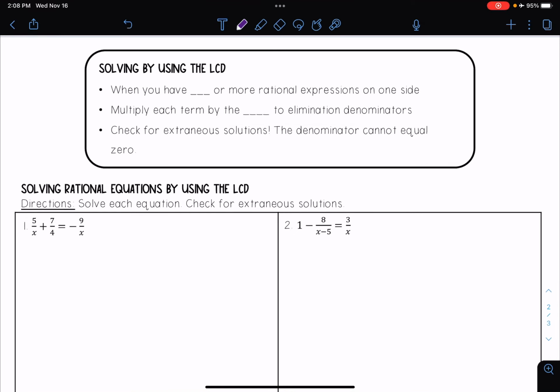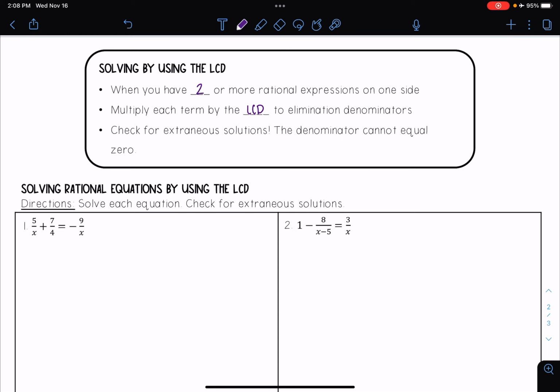So for this video, we're going to be still solving rational equations. This time we're going to be solving by using the least common denominator. We're going to use this method when we have two or more rational expressions on one side. What we're going to do to solve this is multiply each term by the least common denominator to eliminate all denominators. And then we're also going to check for extraneous solutions.